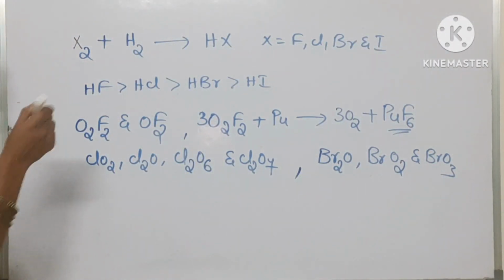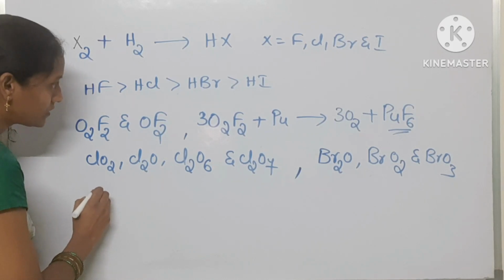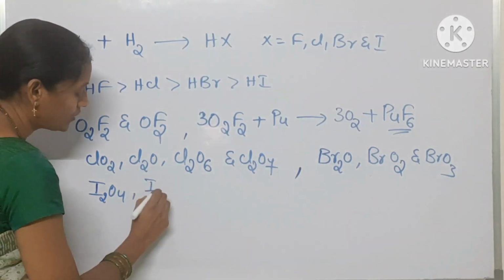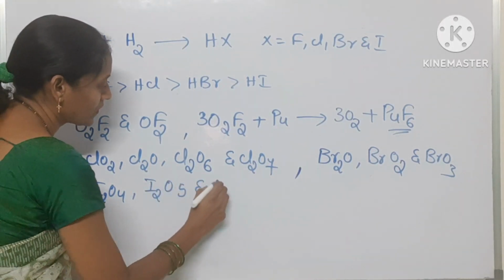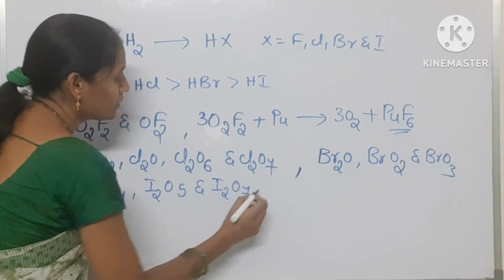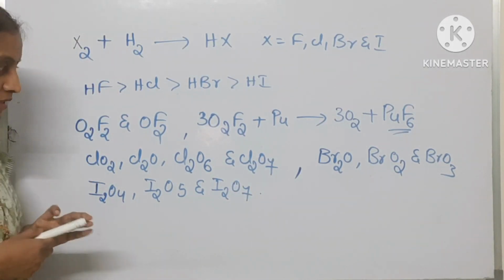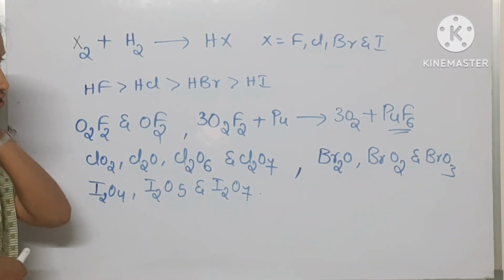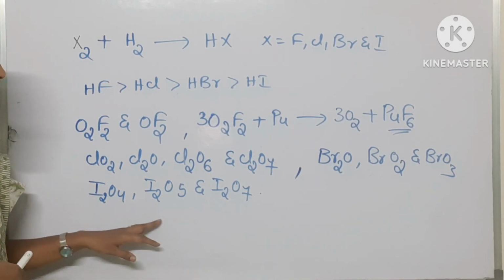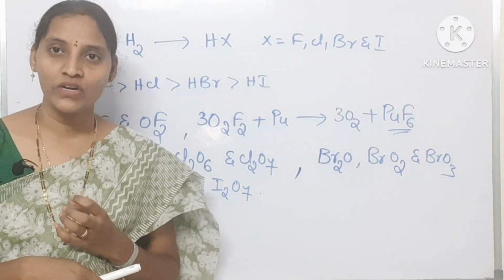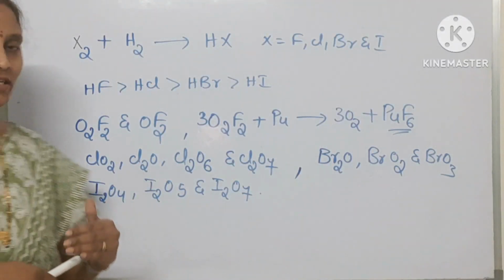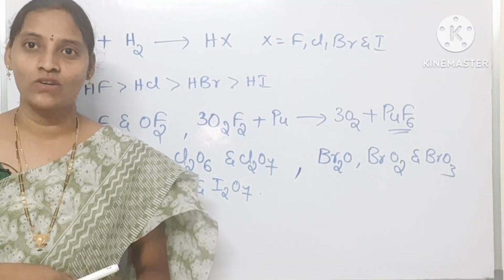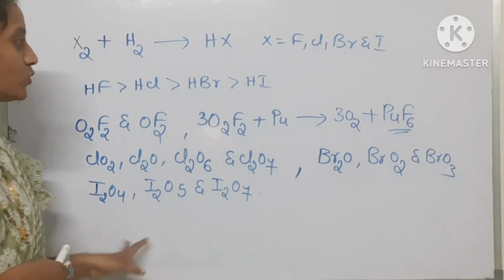Next coming to iodine oxides. Iodine oxides, if you see, I2O4, I2O5 and I2O7. Here I2O5 is used for the estimation of carbon dioxide. Especially these oxides of iodine are insoluble solids. Only while heating will they dissolve and become a liquid.